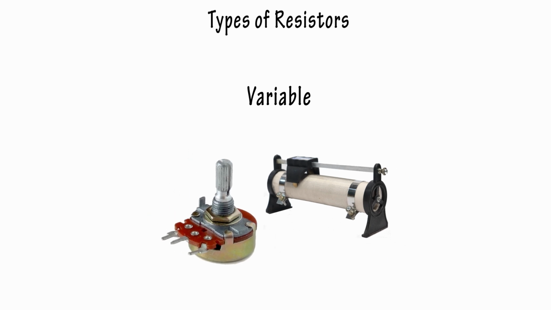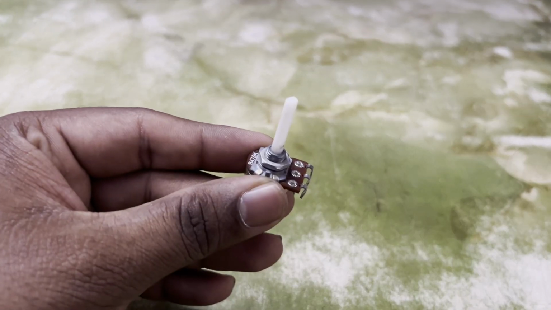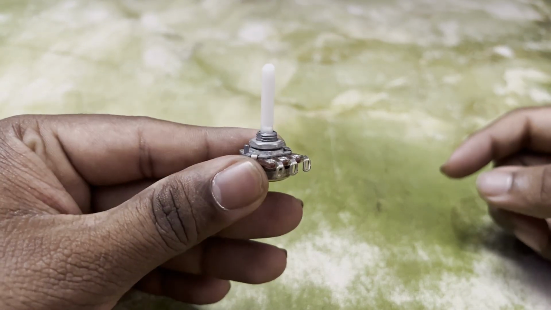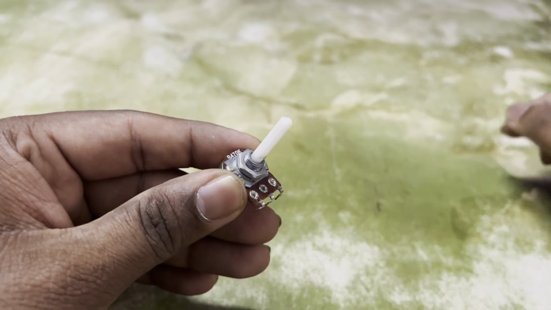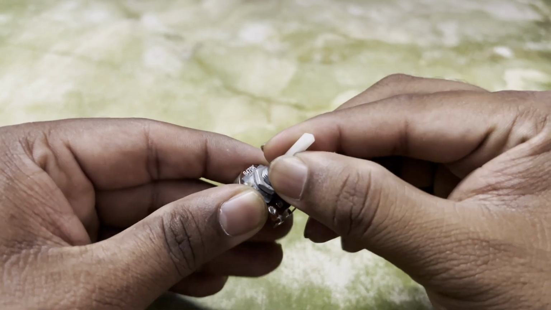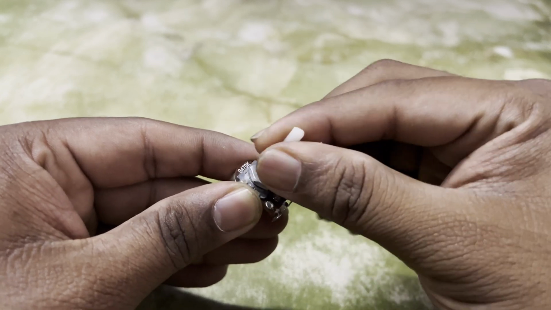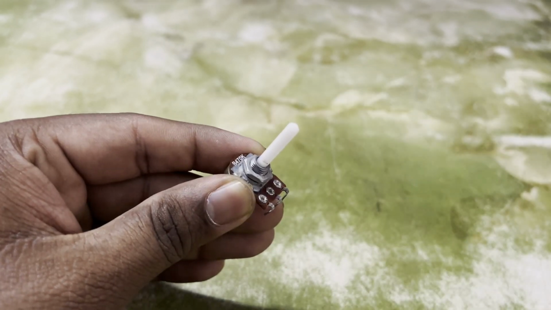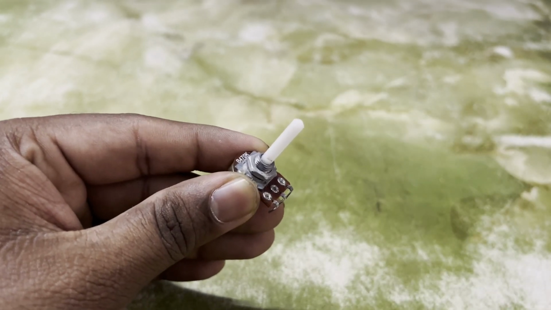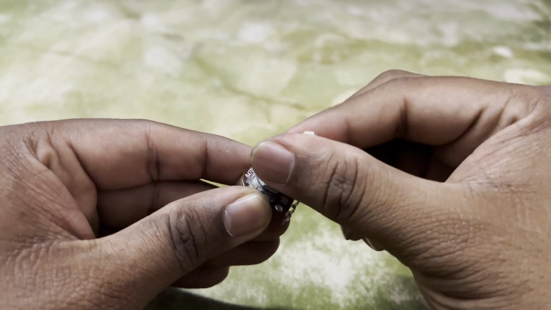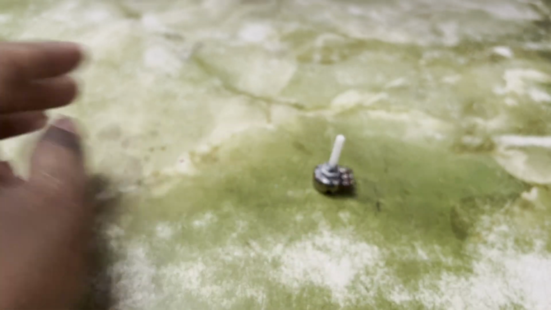Let us take a practical potentiometer. This is a potentiometer rated at 10 kilo ohms. To achieve the maximum resistance value, I have to place the movable terminal of the potentiometer at one end. If I move the movable terminal to the other extreme end, the resistance value will be 0. So in this potentiometer, the movable terminal moves in a rotary manner.